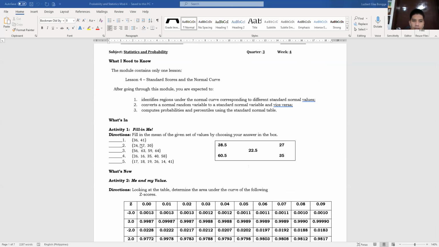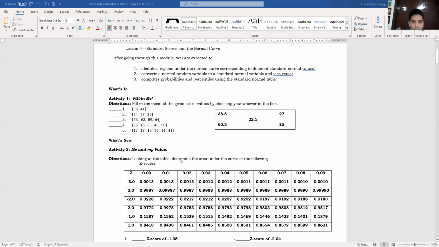Let's say for example, for number 1, 36 and 41, we just get the mean. What we will do is add the two numbers, then divide by 2. For the rest, we also just add them and divide by how many values there are. For numbers 2, 3, 4, and 5, you will solve those.